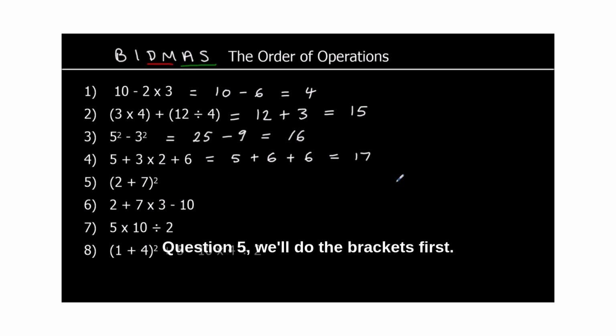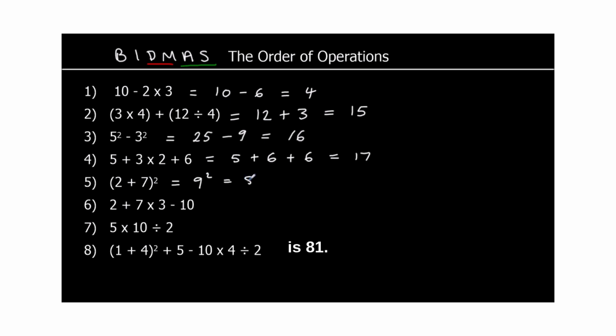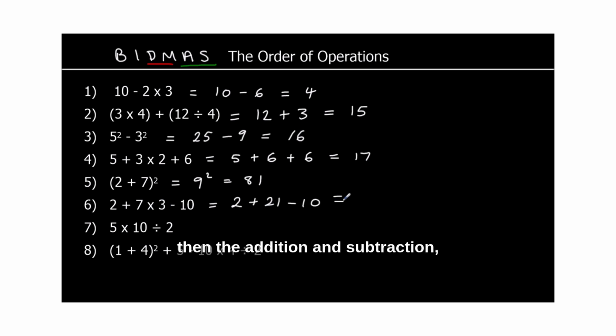Question 5, we'll do the brackets first. 2 plus 7 is 9. So we've got 9 squared, which is 81. Question 6, no brackets, no indices, but there's a multiplication. So let's do the multiplication first. 7 times 3 is 21. And then the addition and subtraction, we'll just do that from left to right. So 2 plus 21 is 23. Take away 10, 13.